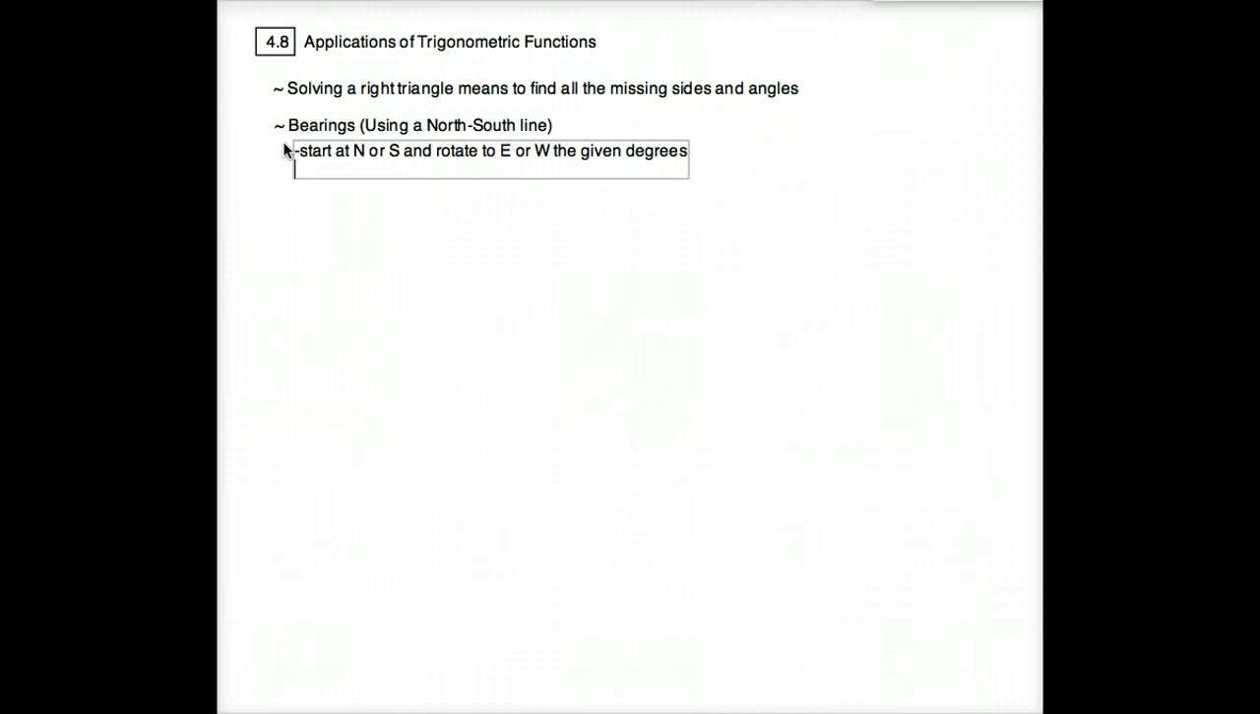And we will definitely do examples of this. So if you have no idea what I'm talking about, when we do the example, hopefully that'll make a little bit more sense. So for instance, if you see a bearing that is labeled north 70 degrees east, that means to head north and then to rotate 70 degrees to the east.